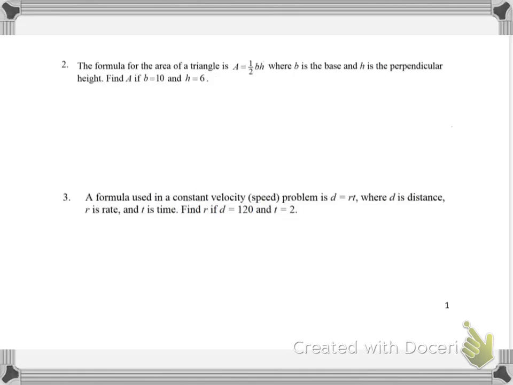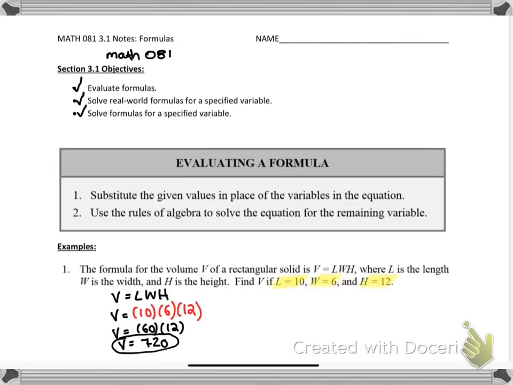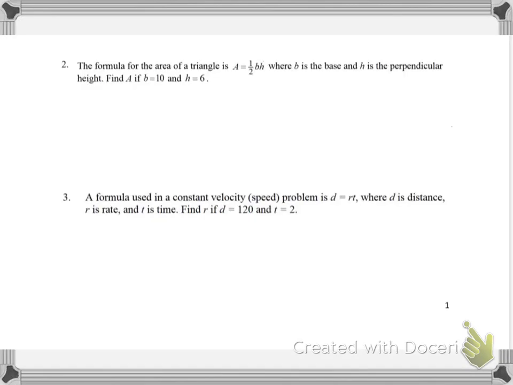So now we have the formula for the area of a triangle, and they tell us that the formula for the area of a triangle is 1/2 times the base times the height. And then they give us this information. They say, okay, well, the base is 10 units and the height is 6 units. So then we need to plug those in in order to find the area of the triangle.